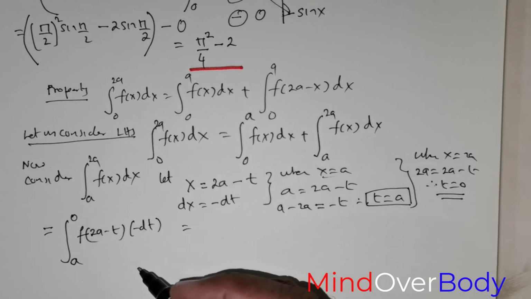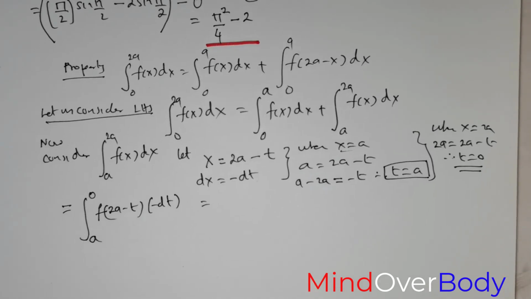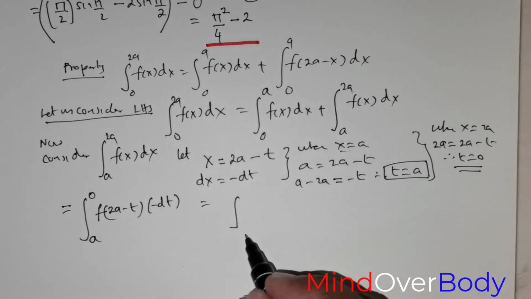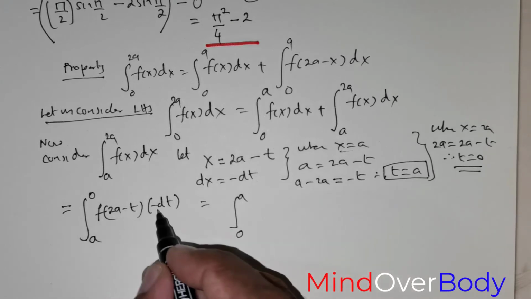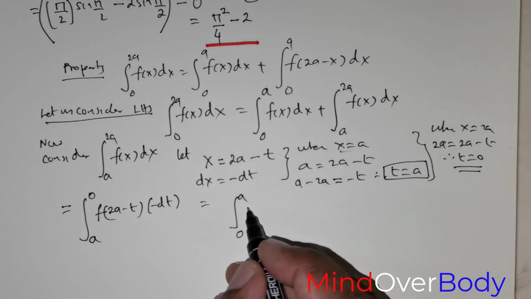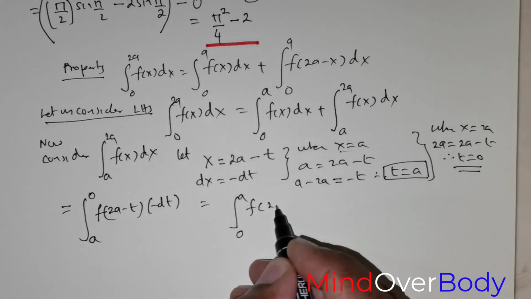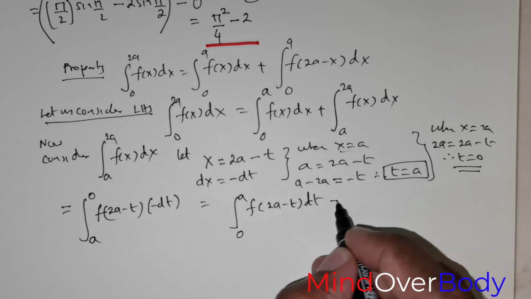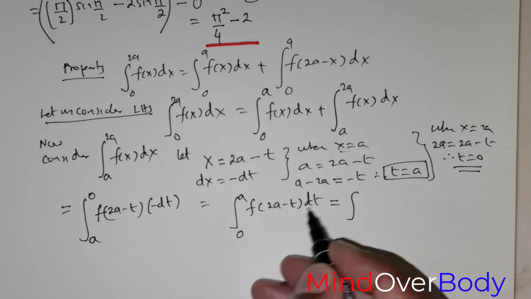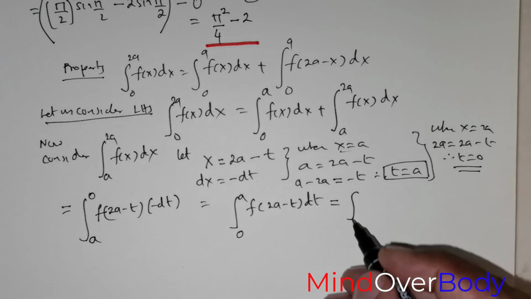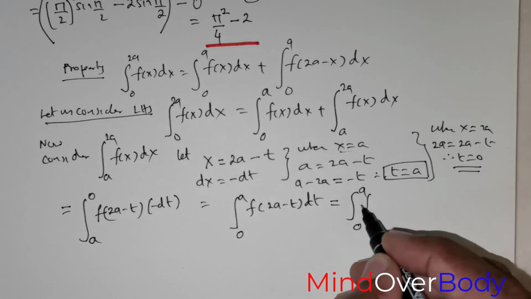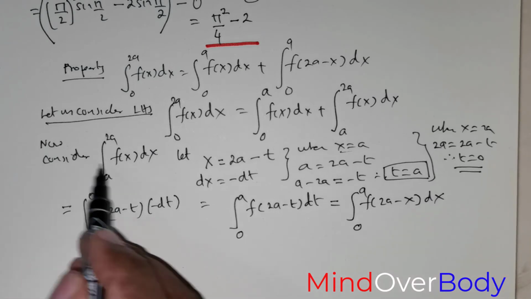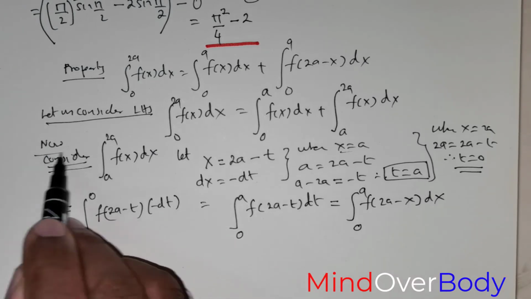Now from the property of integrals, I can actually change the limits. So this is going to be 0 to a, and thereby this negative sign would be dropped, giving us f of 2a minus t times dt. Also from the property of integrals, I can rewrite this in terms of x. So this is equal to integral 0 to a f of 2a minus x times dx. So this is for the considered part.